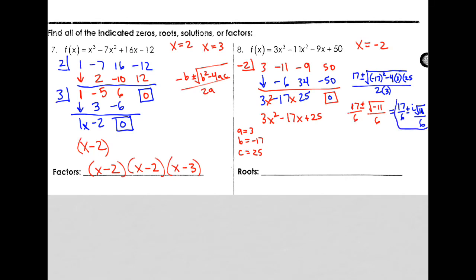So we know we have these as 2 roots because it's plus or minus. And then you have your x is equal to negative 2. And so let's write it down at the bottom. x is equal to negative 2, comma, 17 over 6 plus or minus i radical 11 over 6.